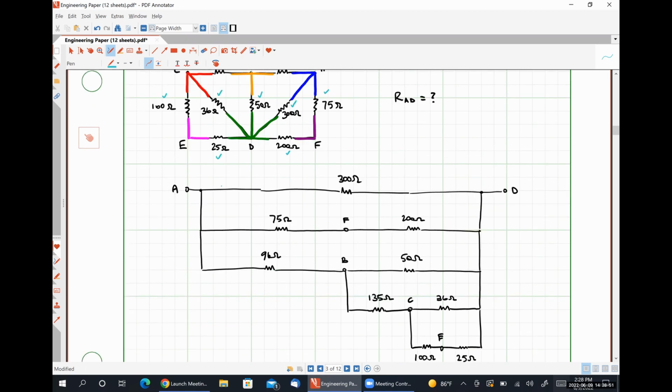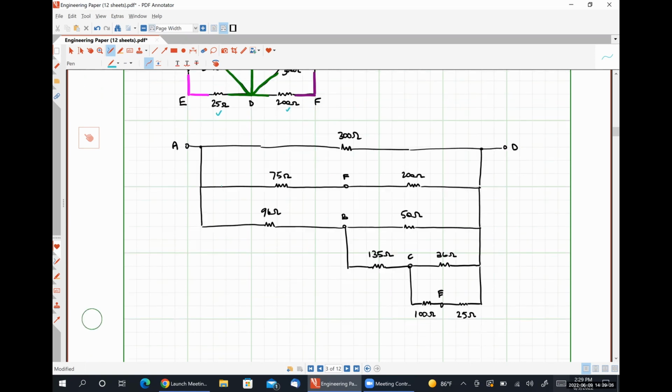So this redrawing of this resistive network physically takes up a lot more space, but to me, it's a lot easier to interpret how to do the combinations. So for example, we can easily see that the 100 ohm resistor and the 25 ohm resistor are connected in series. So that means we can replace them with a single 125 ohm resistor connected between nodes C and D. So I'm going to do that now.